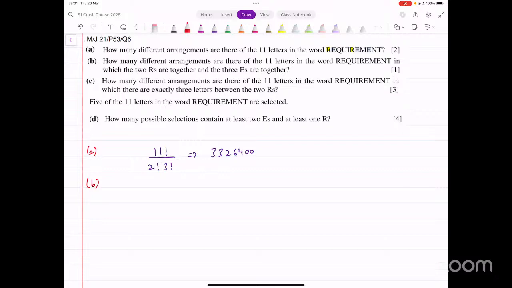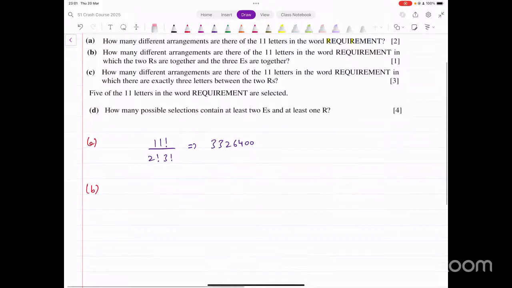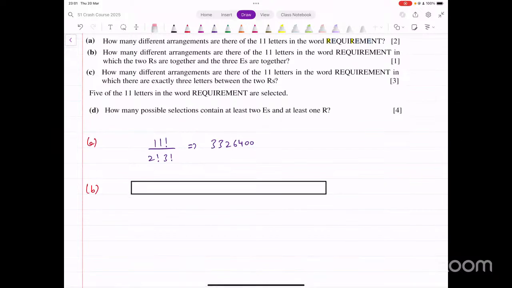Now it says, how many different arrangements are there of the 11 letters in the word requirement in which the 2 R's are together and the 3 E's are together? Okay, so now we want the 2 R's together and the 3 E's together. These are the only letters that are repeated. So what we can do is we can put them in a single box. So remember that representation that we used to use for this. We have 11 letters in total, so we can say we've got 11 boxes like this. Initially, we would have 11 boxes that look like this.